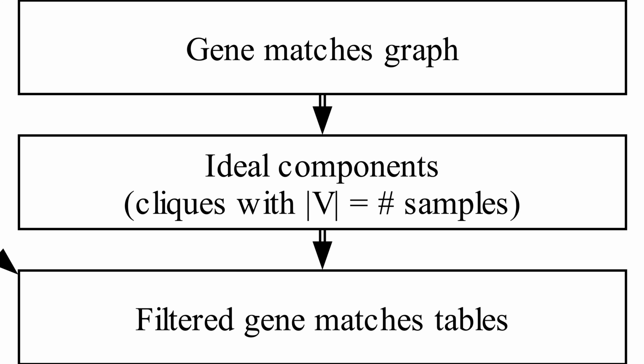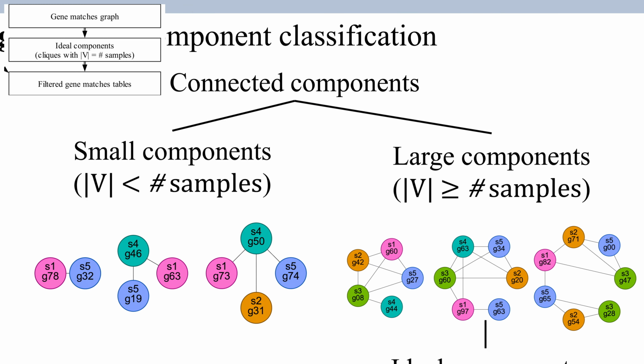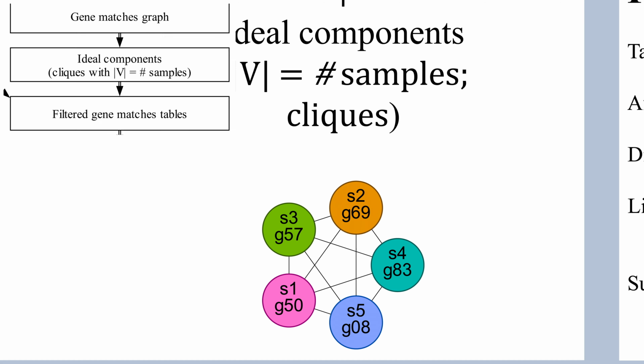The next step of the algorithm classifies the connected components of the graph according to the number of vertices and edges in the components. We define a small component as one with fewer vertices than samples, and we define a large component as one with at least as many vertices as samples. An ideal component is one that has exactly as many vertices as samples and is a clique. That is, it has an edge between every pair of its vertices. These ideal components represent genes that have orthologs in every sample.